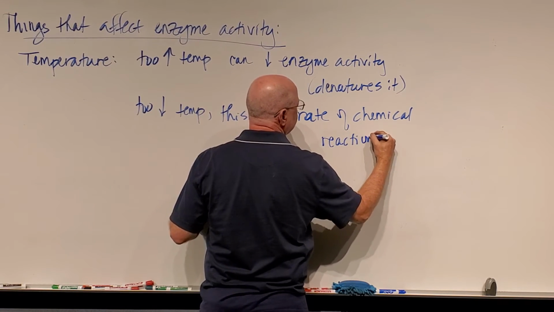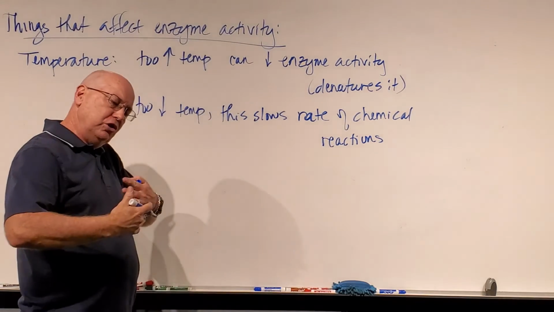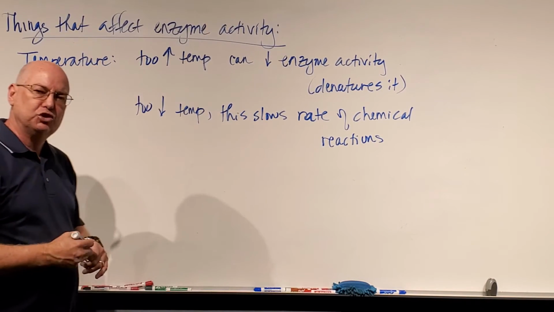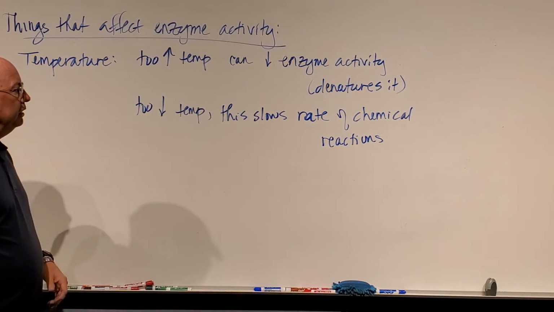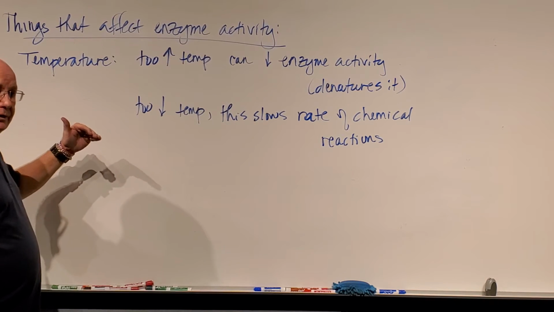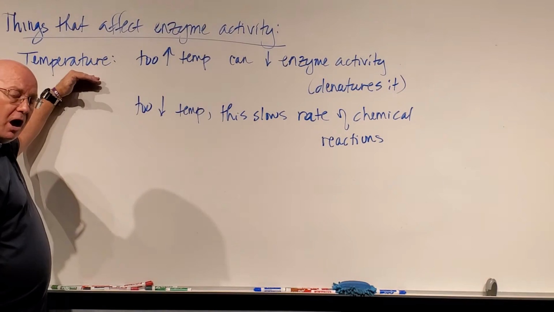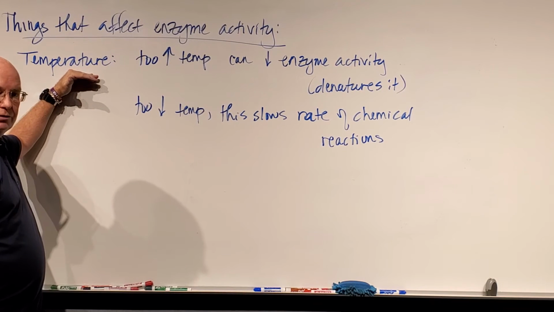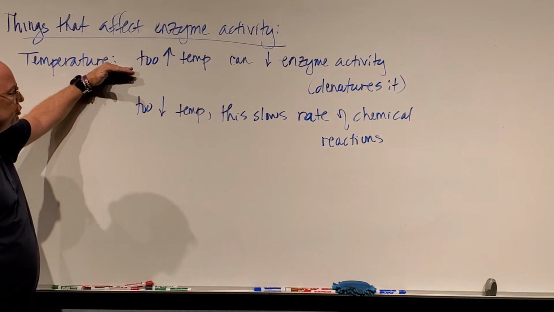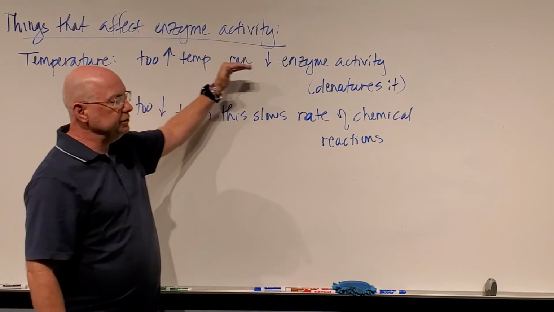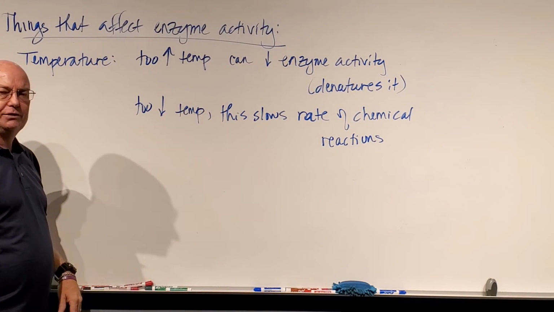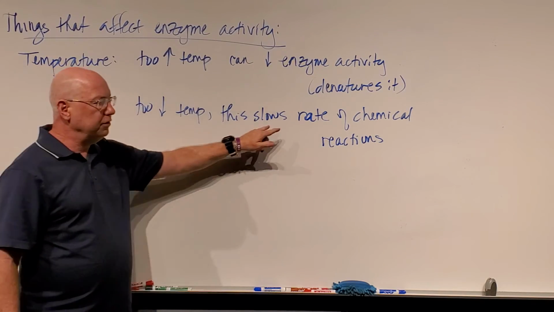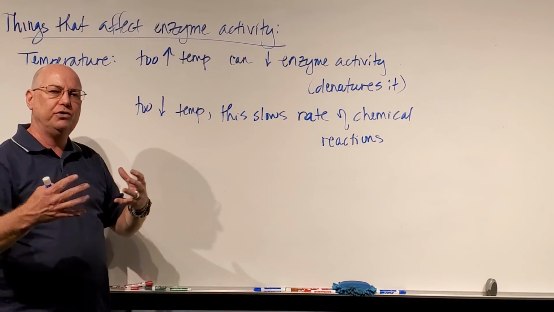This is why we put things in the refrigerator. It slows the rate of the chemical reactions that would break the food down and make it spoil, so to speak. So, essentially, all enzymes have an optimal temperature at which they work, at which they function. And if I raise the temperature too high, then I can kill the enzyme activity by denaturing the protein. If I lower the temperature too low, then all the other parts of the chemistry slow down.